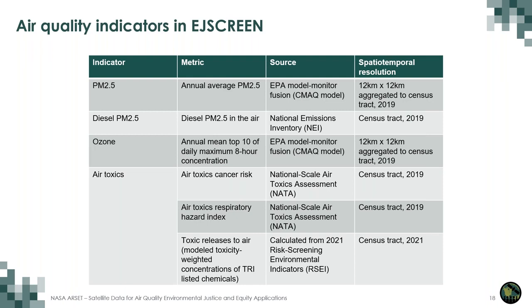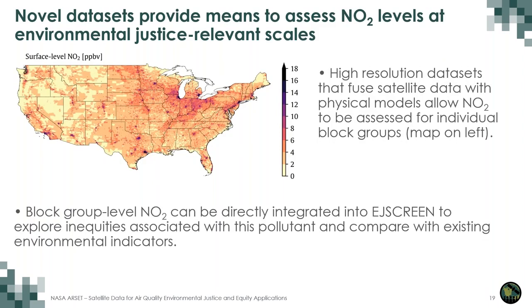That's really much larger than what we can do with satellite data, where we can get down to 1 kilometer spatial resolution and sometimes even higher. So right now, EJ Screen does not include nitrogen dioxide and does not include satellite data. So this really provides an opportunity to see what kind of information we can get from incorporating satellite data and satellite estimates of nitrogen dioxide specifically.